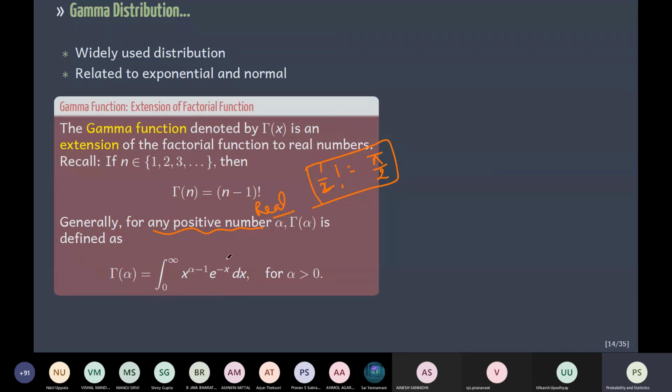To do that, we need an expression like this. This was done by Euler, who proposed this extension of the factorial.